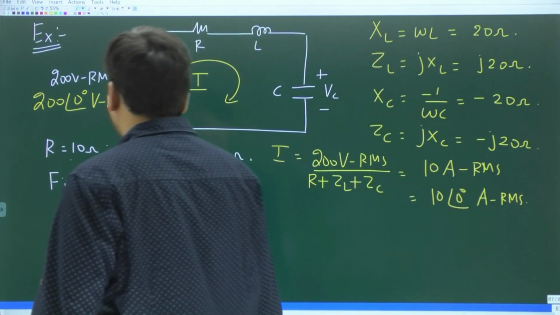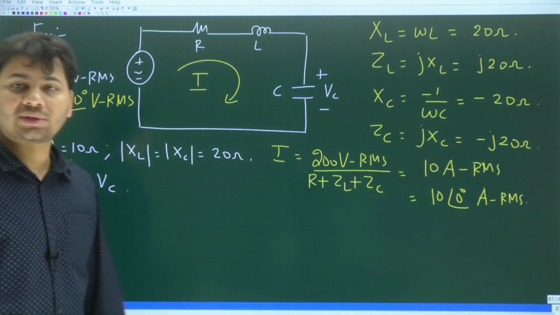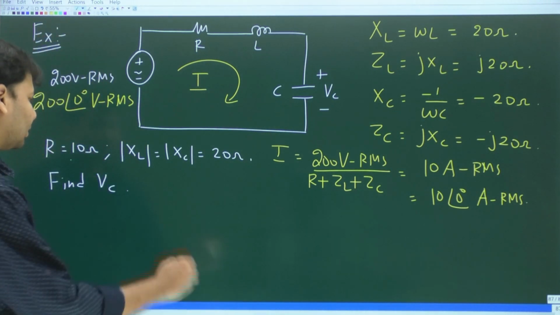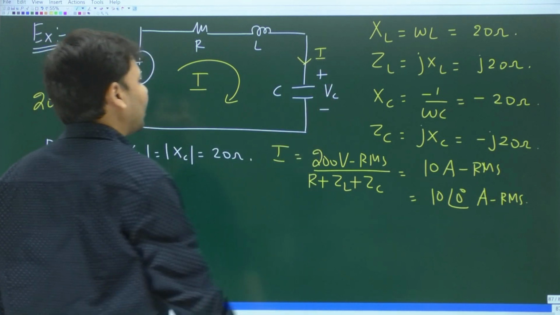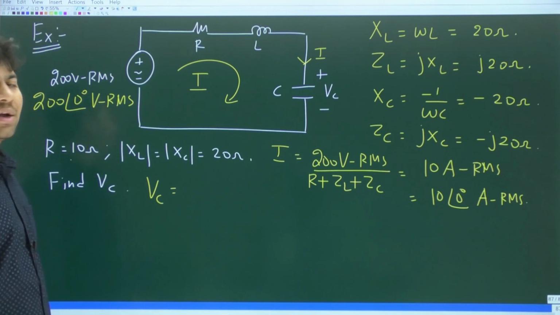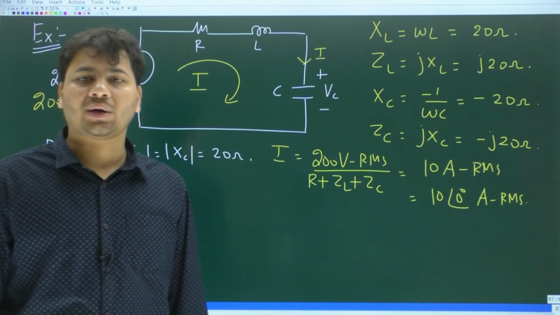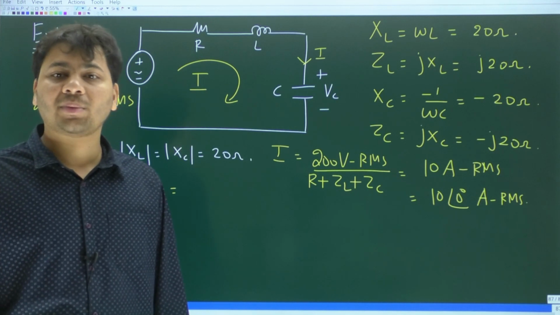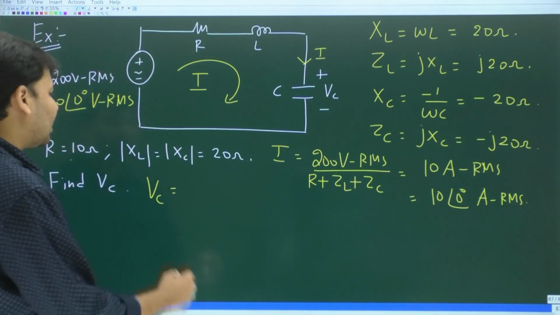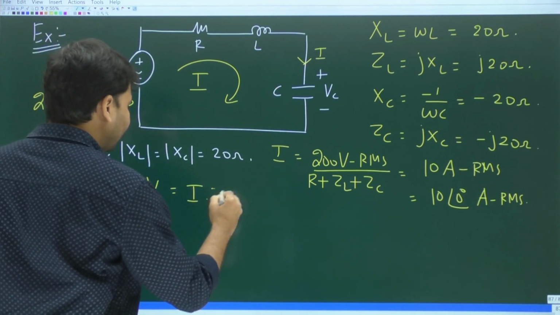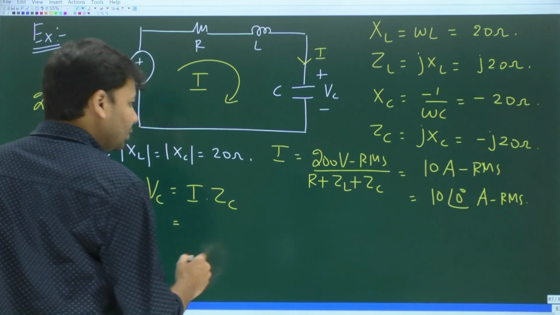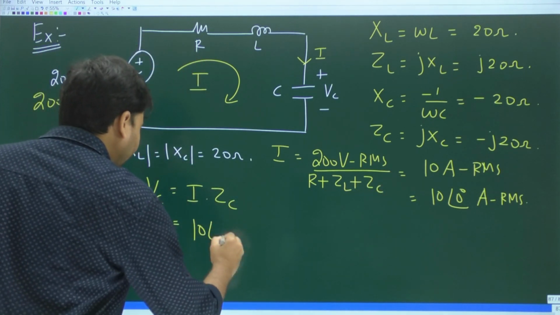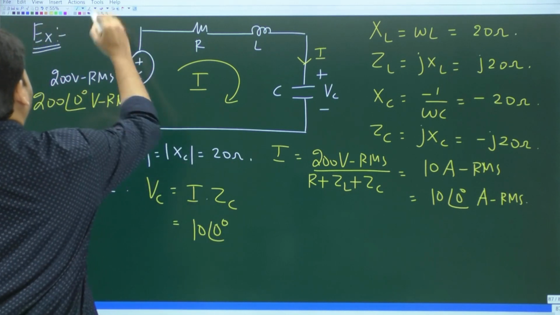But the question is to find capital VC, the phasor voltage across the capacitor. Remember, the same loop current also flows through the capacitor. Phasor voltage across any element is equal to the phasor current through that element multiplied with the impedance of that element. Phasor current through C is capital I, so it should be multiplied with ZC, the impedance of the capacitor.